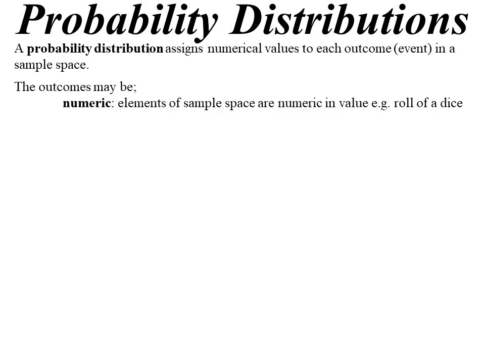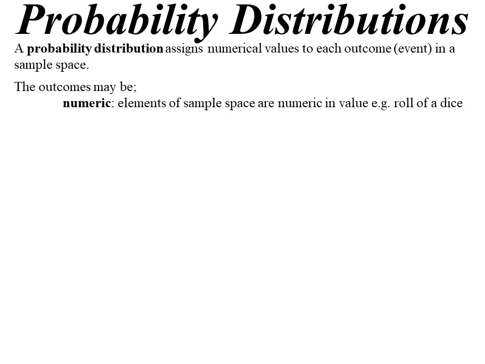So we're going to begin looking at statistics and start off with this thing called probability distributions. A probability distribution assigns numerical values to outcomes in some sample space. It's basically what we do, because once they're numbers, then we can do statistics on it. Now, the outcomes themselves might be numeric elements of the sample space.